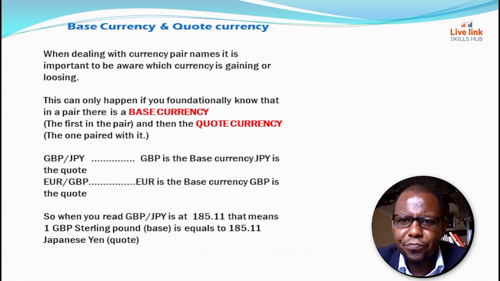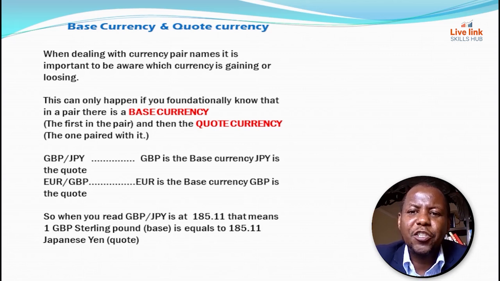This only can happen if you foundationally know that in a pair there is a base currency, that's the first in the pair, and then there is a quote currency, the one paired with it. So when you're looking at the GBP JPY, I've explained here that the GBP is the base currency, and then the JPY is the quote currency. The first one on your left is the base currency, and the one on the right is called the quote currency. So with the example of Euro GBP, Euro is the base currency and GBP is the quote currency.